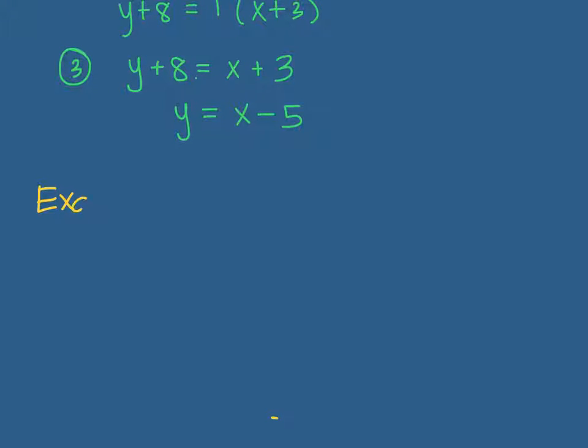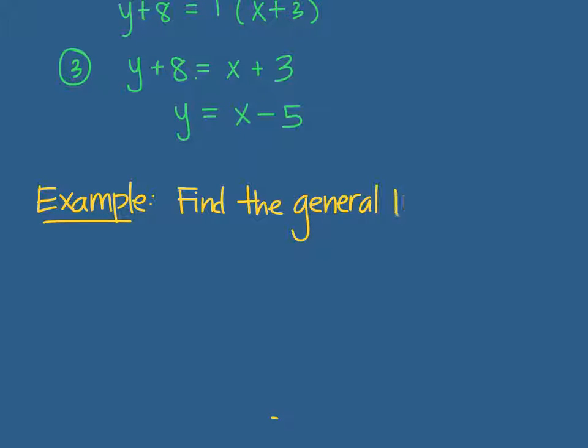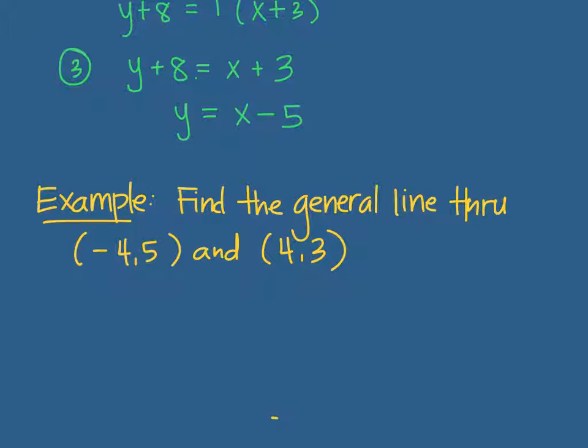Okay, let's try another one. Find the general line through -4, 5, and through 4, 3. What makes this question just slightly different than the last one? There's one word change. The word general.